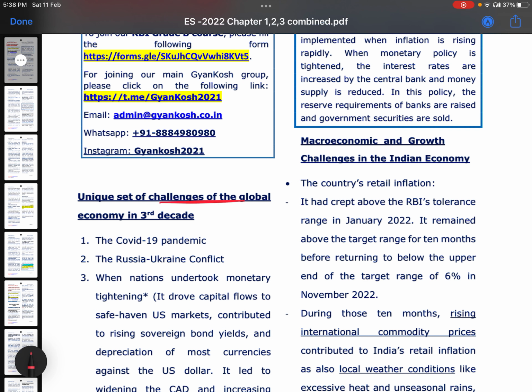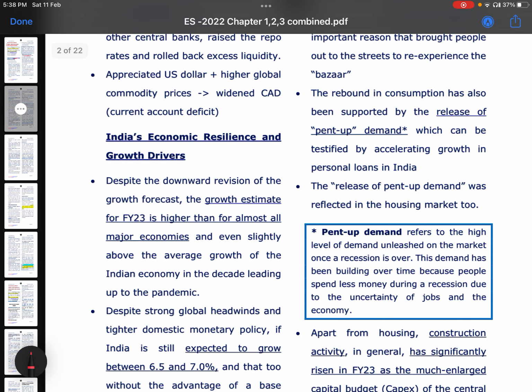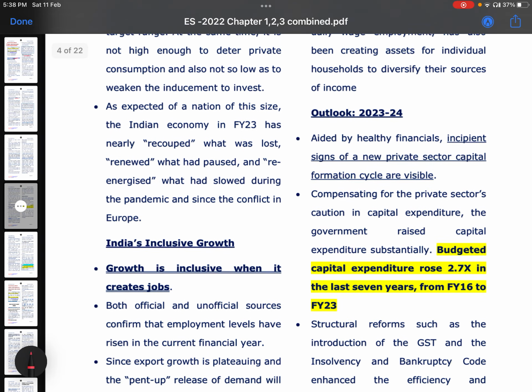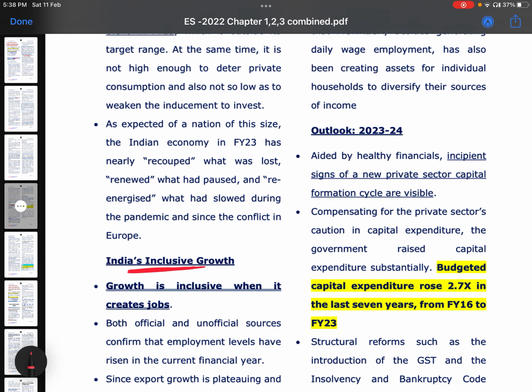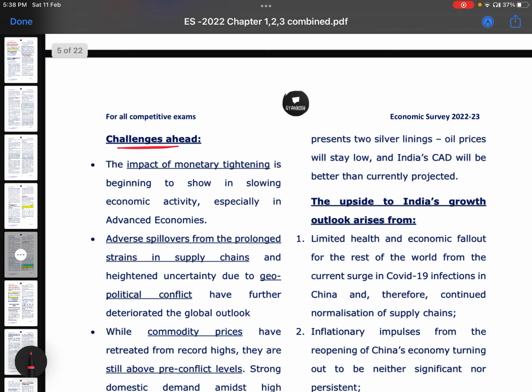Challenges of the global economy. Challenges in the Indian economy. Resilience of the Indian economy. Inclusive growth. Outlook 2023-24 and challenges ahead.